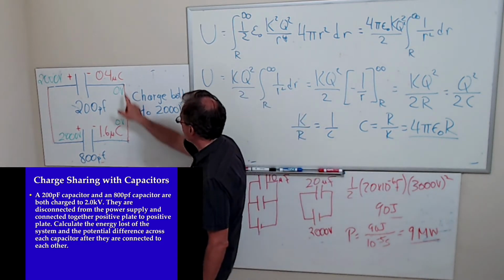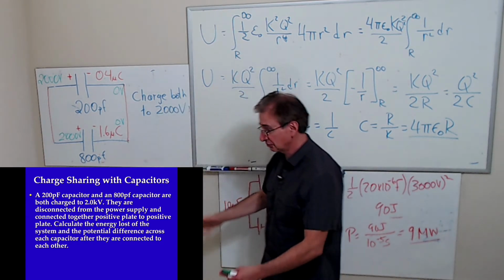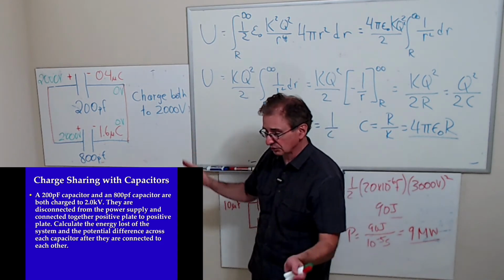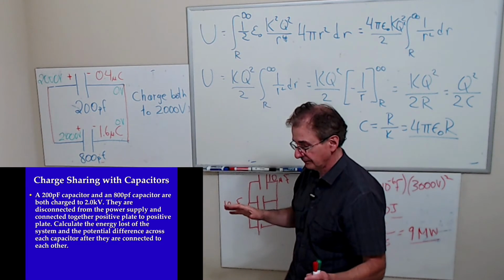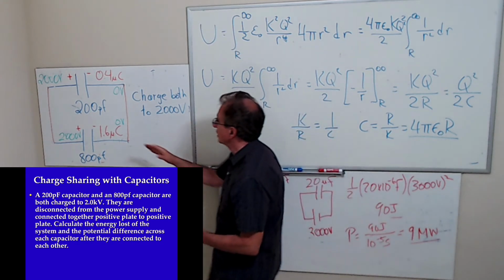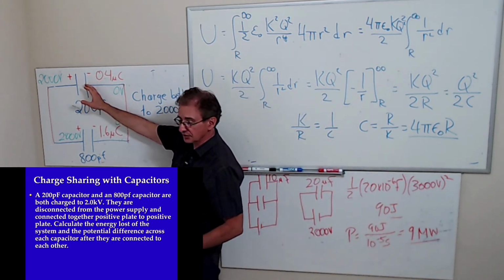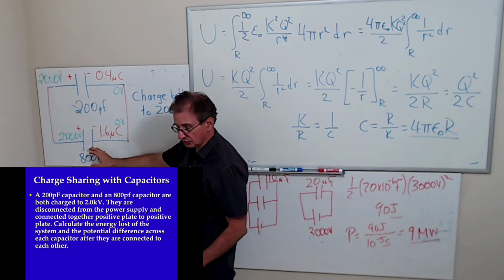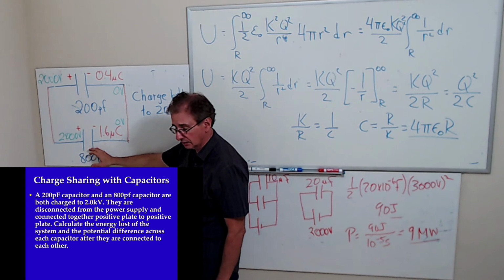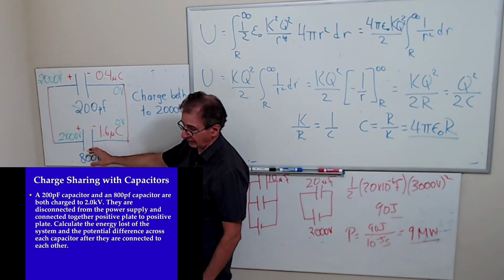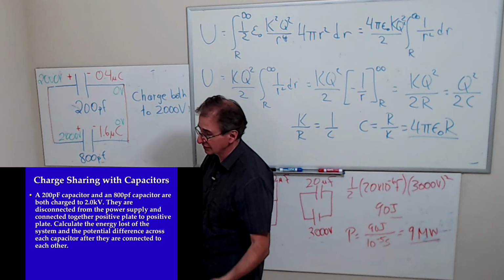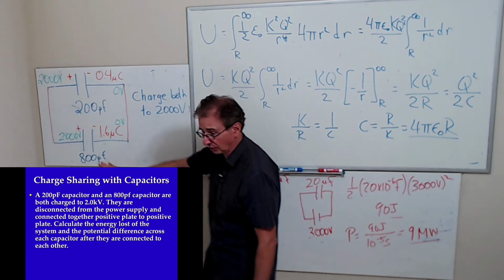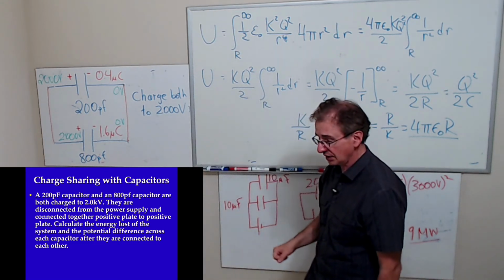And then on this side, same thing. They're both at the same potential. So nothing happens, right? In this particular case, absolutely nothing happens. If I wanted to look at how much energy was stored in this capacitor beforehand, and how much energy stored in this capacitor beforehand, and then compare it to what I had afterwards, there's no change. In fact, if I want to look at the total energy stored, there's no change.